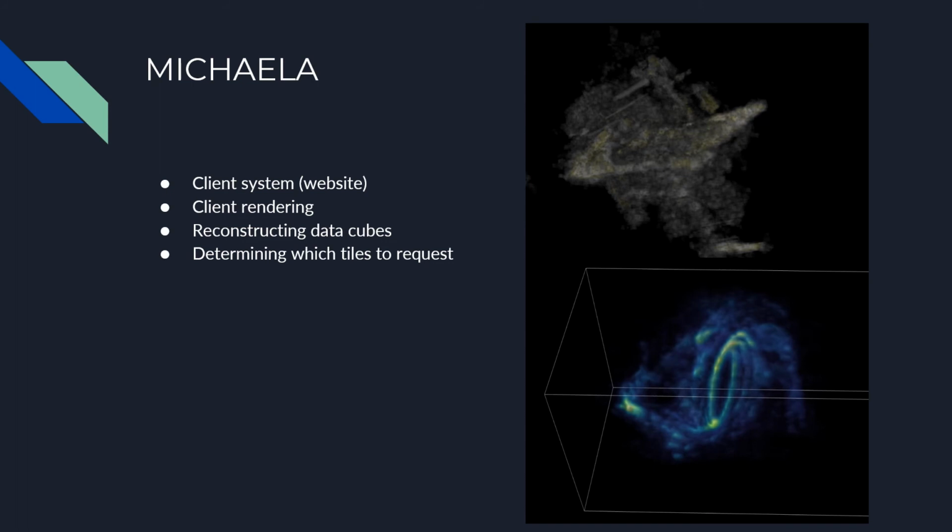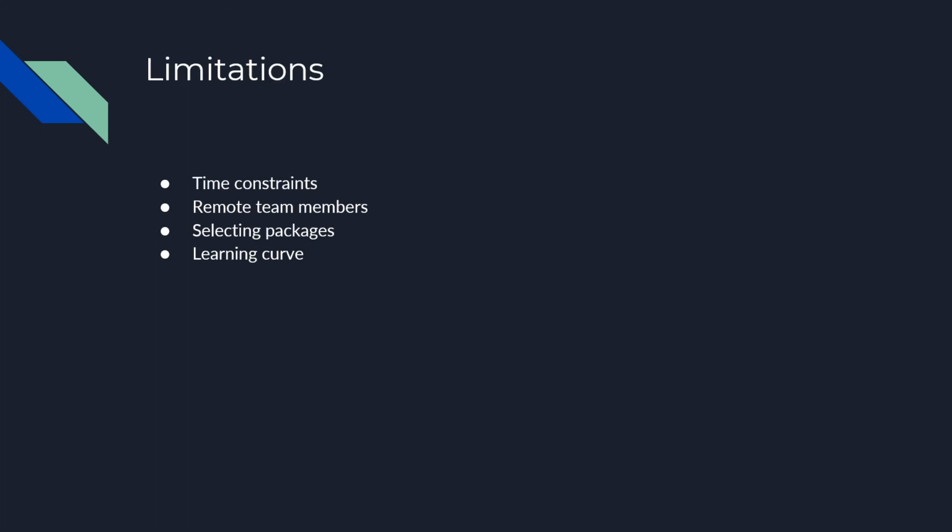The client system must also determine which tiles to request from the server if the user would like to look at a certain section at a higher resolution. Once the cube is cropped, the client system determines which level the required tiles are on and which tile IDs to request. During the completion of the system, there were certain limitations that affected the quality of the final deliverable.